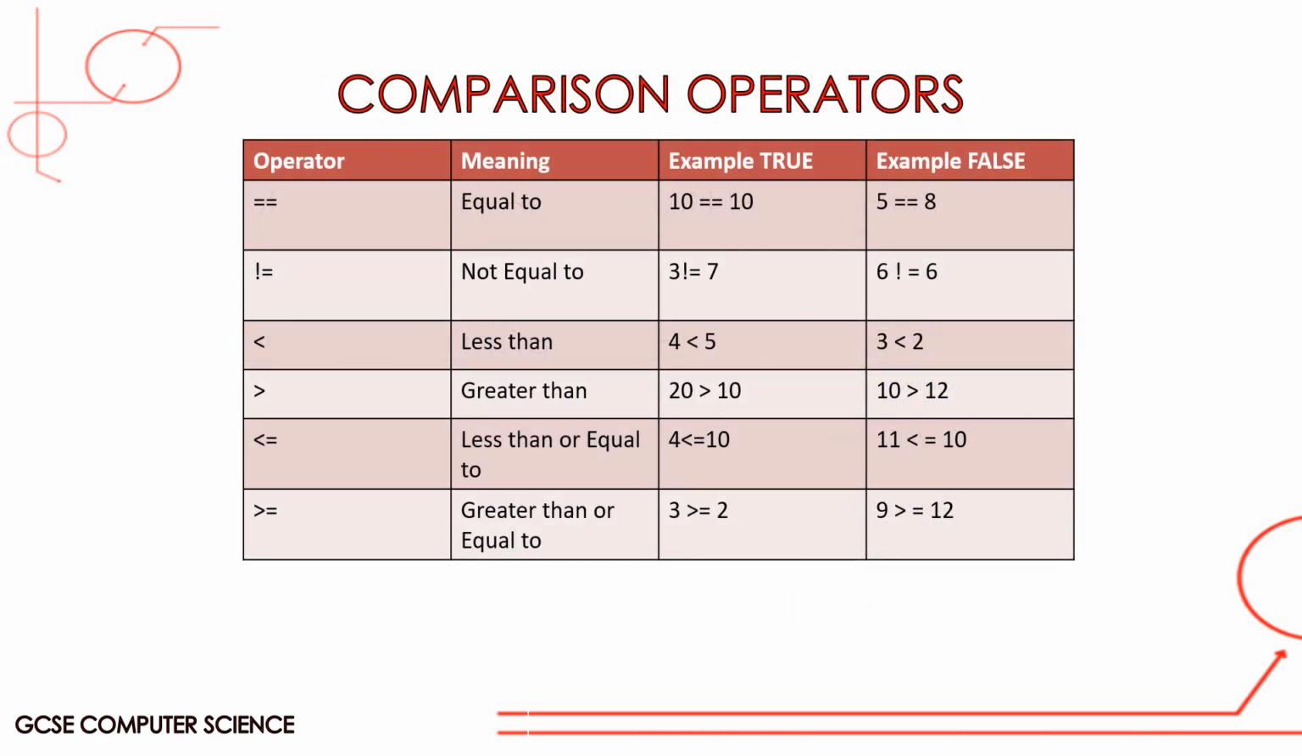Condition controlled loops and if statements all use comparison operators. It's where you are comparing two values to each other. There are different operators that you need to know. 2 equals means equal to. Exclamation equals means not equal to. The obvious ones that you do in maths, less than and greater than. And to do less than or equal to in code, you do the less than sign and an equal sign straight afterwards.